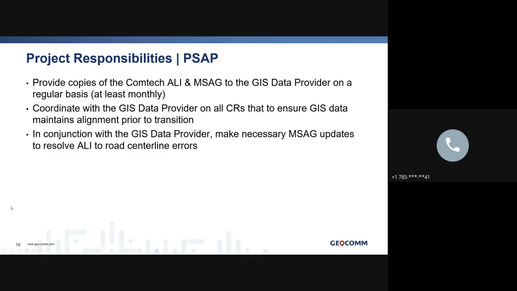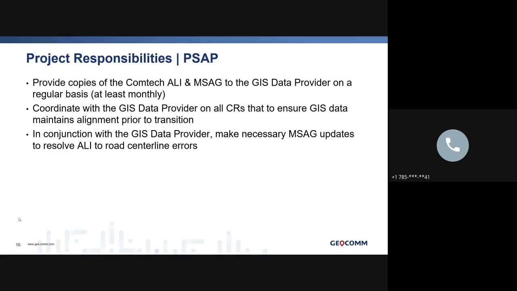The PSAP will also need to coordinate with their GIS data provider on all of the CRs. That will ensure that the GIS data maintains alignment prior to transition. And then the final one is, in conjunction with your GIS data provider, make those necessary GIS updates to resolve the alley to road center line errors.